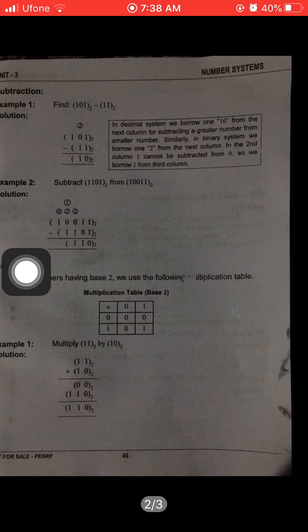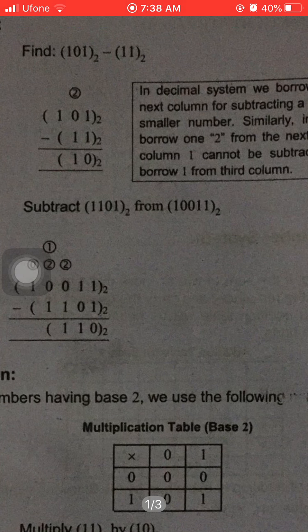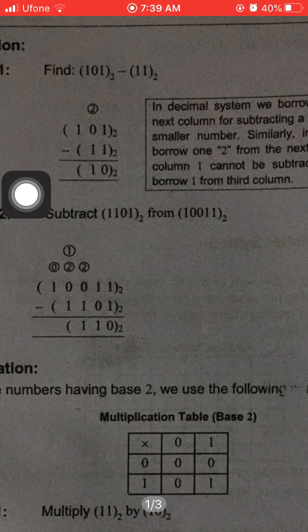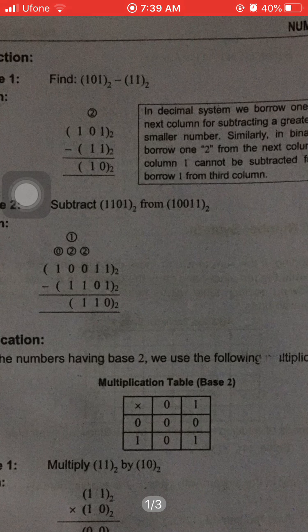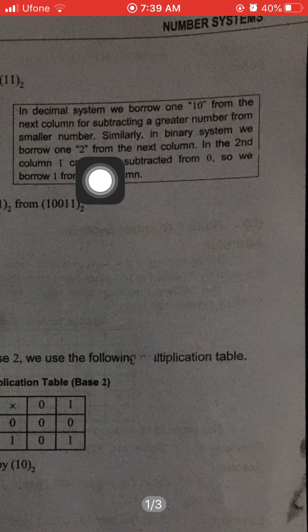Clear? So you will write here 2. 2 minus 1 is equal to 1. So your answer is 10 base 2. Similarly, you also read this note.